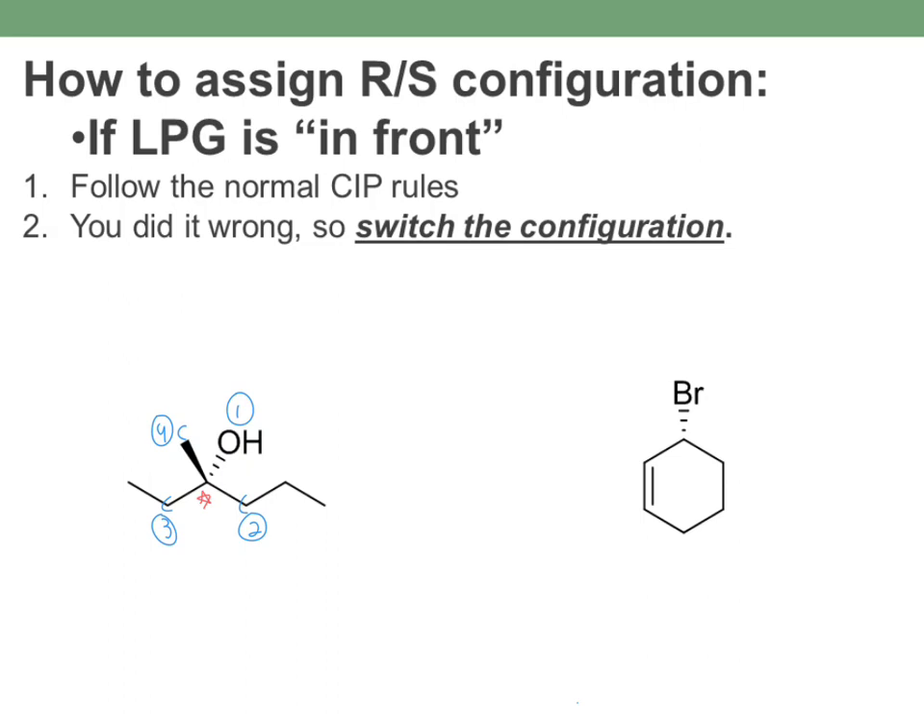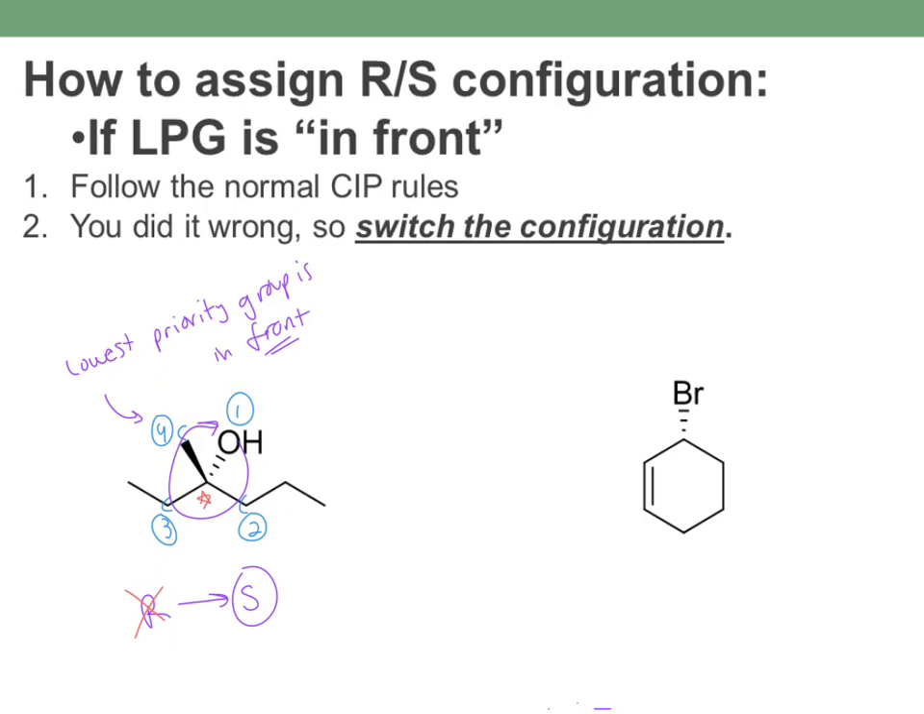And so if I look at this now, right now my lowest priority group is in the front. So anytime it's in the front, what you can do is you can just go ahead and take the configuration anyway. So 1, 2, 3. If I go 1 to 2 to 3, it looks like this is R, but I know that I'm looking at it opposite. I know that it's not really R, right? Because the lowest priority group is in front and it's supposed to be in the back. So I know I screw this up.